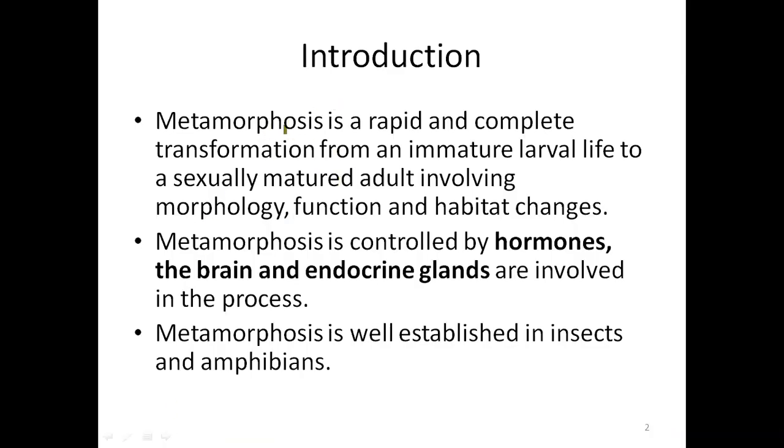Now, you see, metamorphosis means, as I have told you, a complete transformation from an immature larval form to a sexually matured adult. This may be a change of morphology, a change of function or habitat. All three changes are involved here. As we are concentrating on the hormonal influence on metamorphosis, we know very well that the hormones are secreted by the endocrine glands. Now we shall see the hormonal regulation of metamorphosis in the case of insects and amphibians.